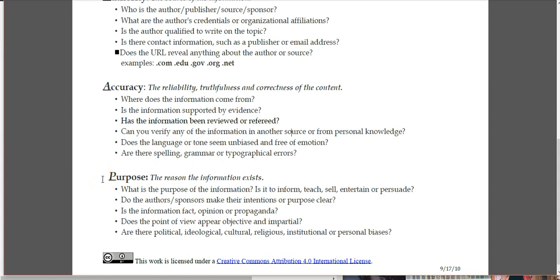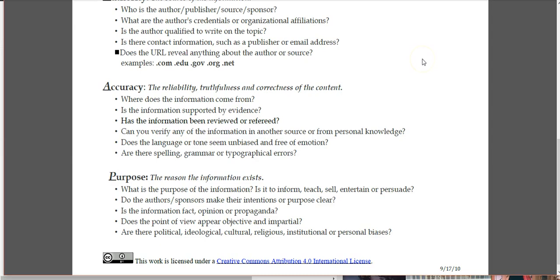Purpose. The reason this information exists. What is the purpose of the information? Is it to inform, teach, sell a product, entertain, or persuade someone, maybe to change their viewpoint on a topic? Do the authors or sponsors make their intentions or purpose clear? Is the information fact, opinion, or propaganda? Does the point of view appear objective and impartial? Or are there political, ideological, cultural, religious, institutional, or personal biases?